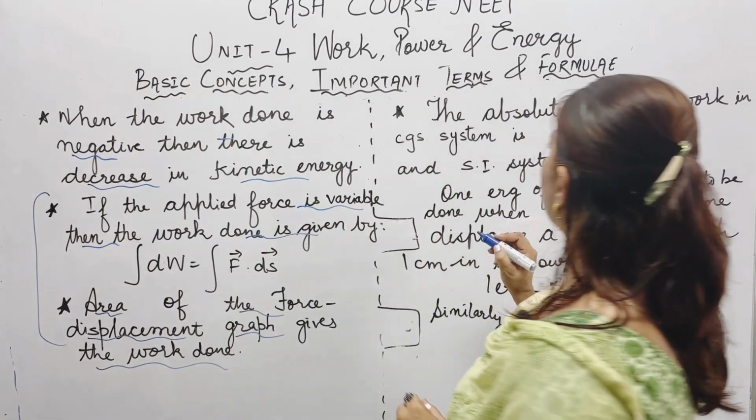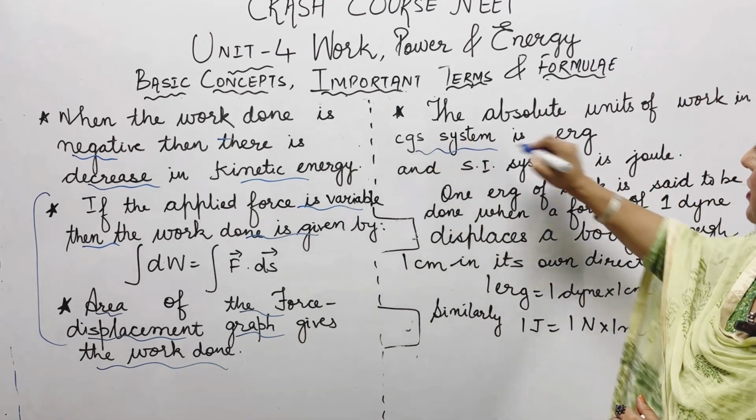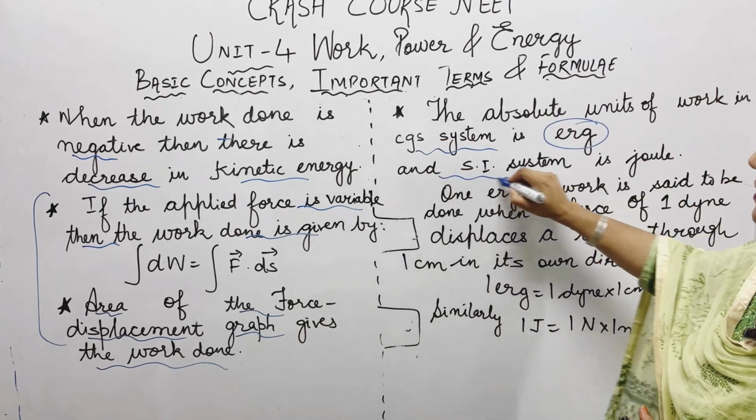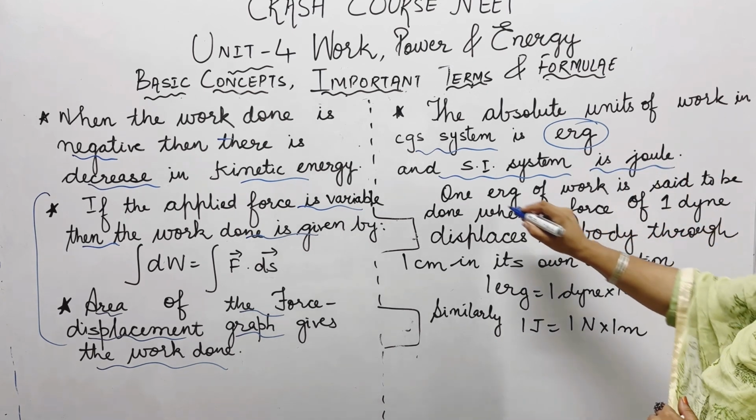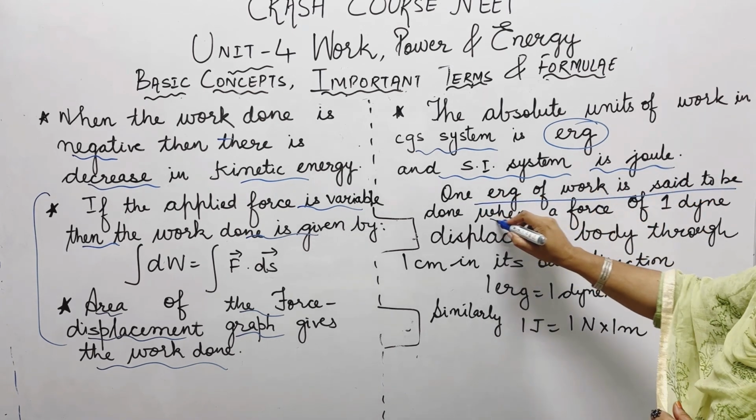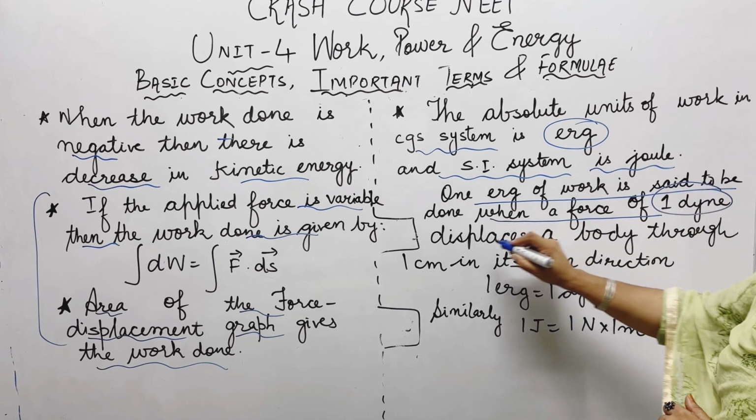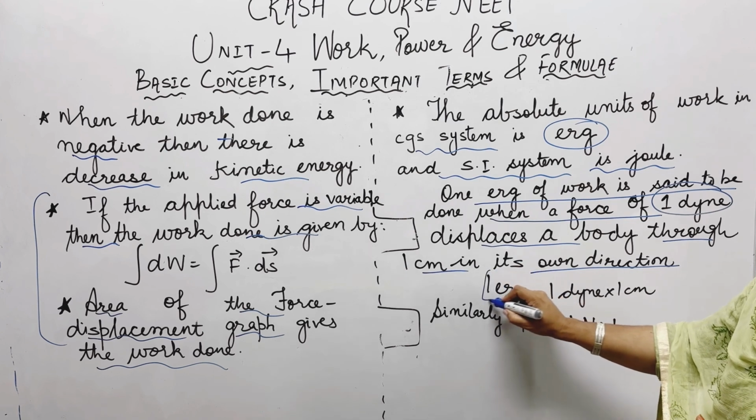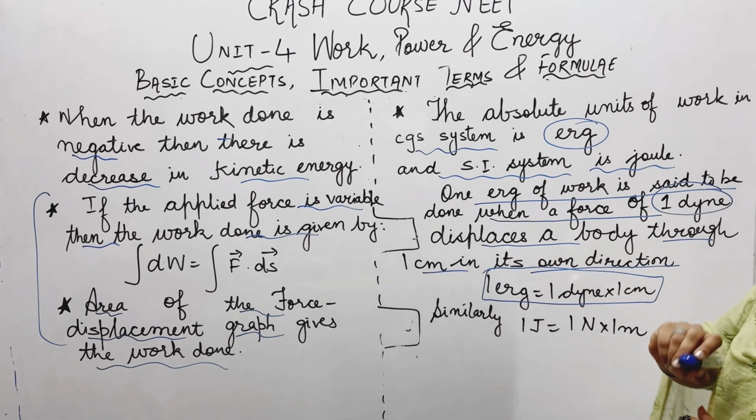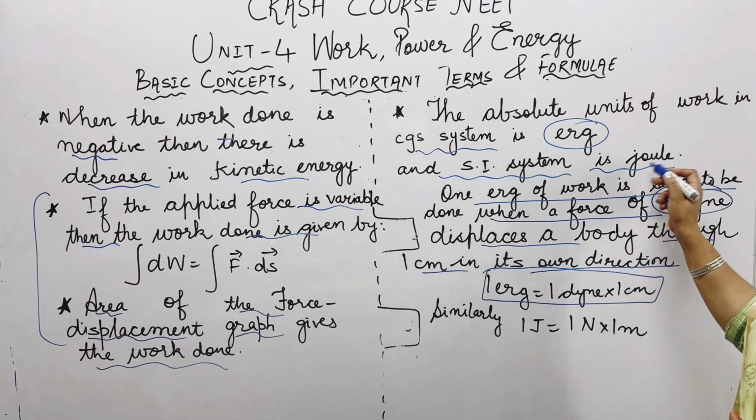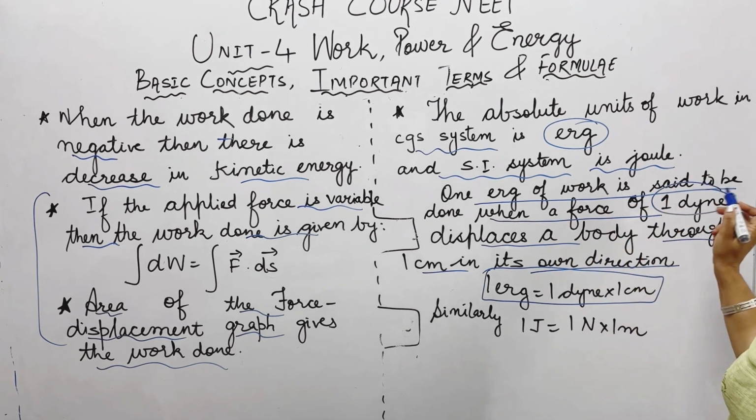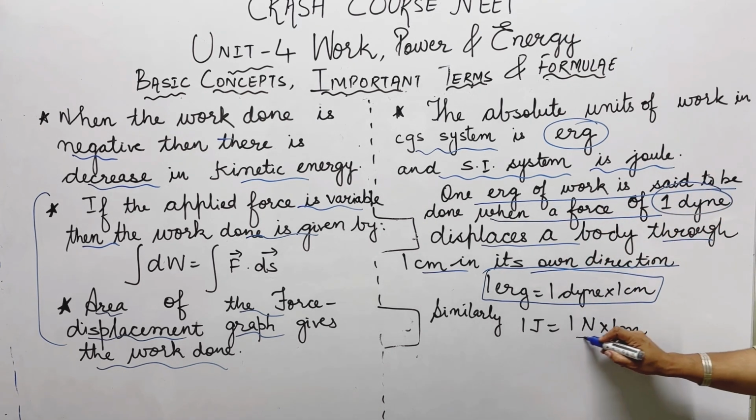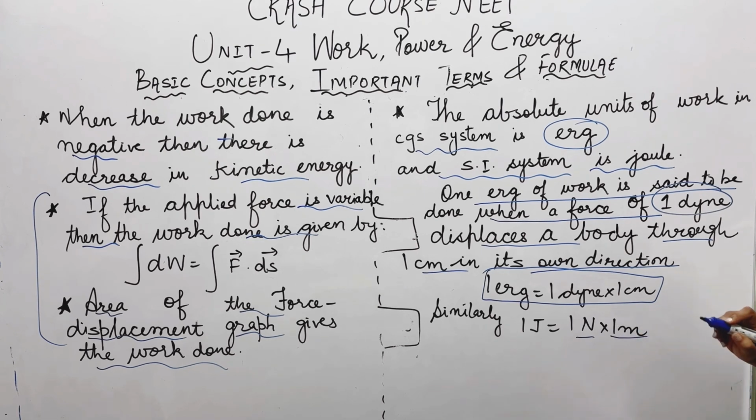The next is about the absolute units of work: in the CGS system it is erg and in the SI system it is joule. 1 erg of work is said to be done when a force of 1 dyne displaces a body through 1 centimeter in its own direction. So 1 erg is equal to 1 Newton into 1 centimeter. Similarly, we can define 1 joule also. 1 joule of work is said to be done when a force of 1 Newton displaces the body by 1 meter in its own direction, and 1 joule is equal to 1 Newton into 1 meter.